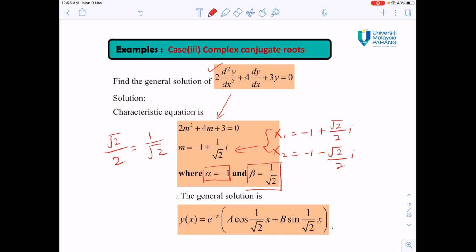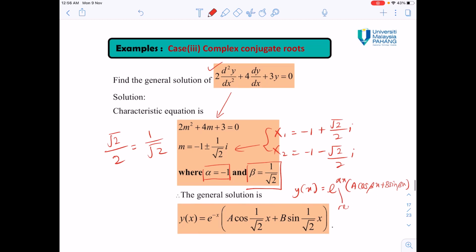And then when you write the general solution, remember that if we are facing this case, we will have exponent alpha x, a cosine beta x plus b sine beta x. This always happens. So the alpha is the real value, the beta is the imaginary value. So this will become the general solution.